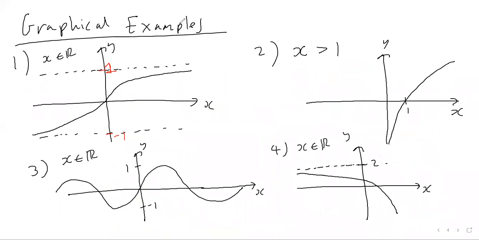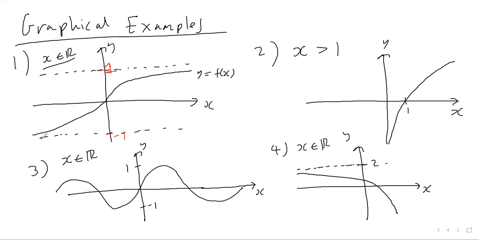Let's look at some more examples. So let's say we've got a graph here, example number 1, bounded between -1 and 1. It's a function again, let's just call this y equals f of x. Let's just assume that's the case. And I specified a domain, so the domain is that x is in the real numbers. So what is the range of this function?